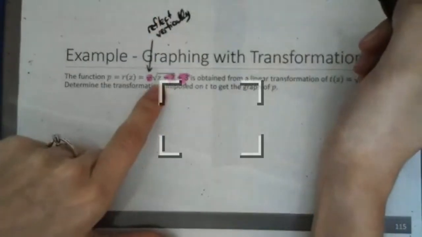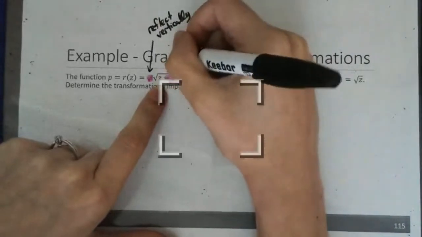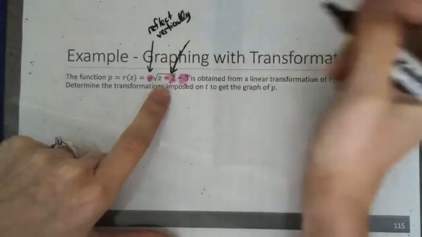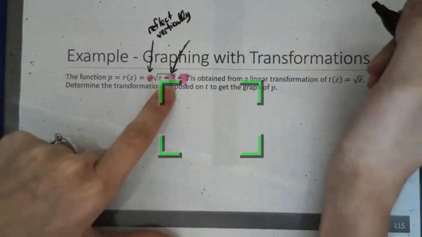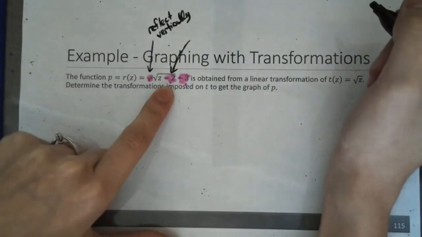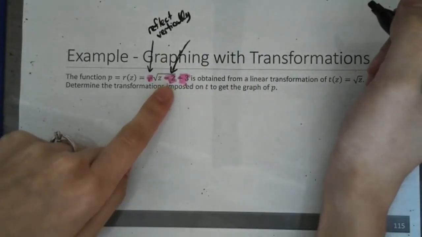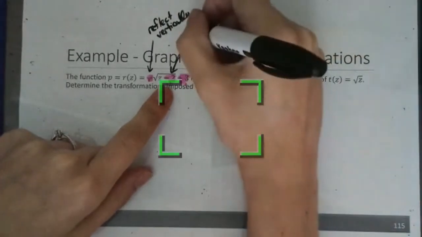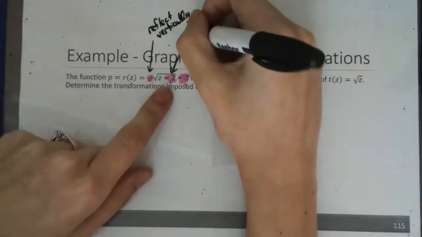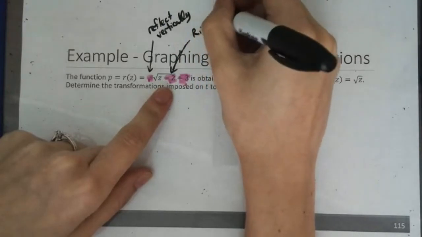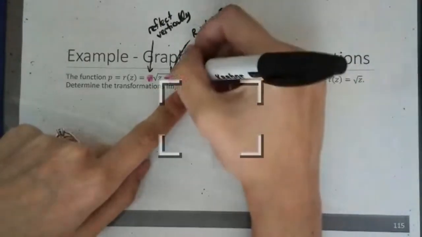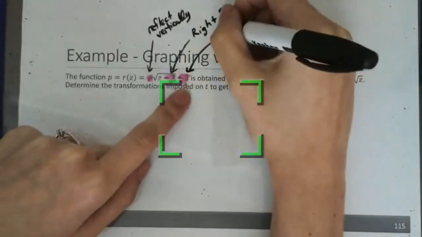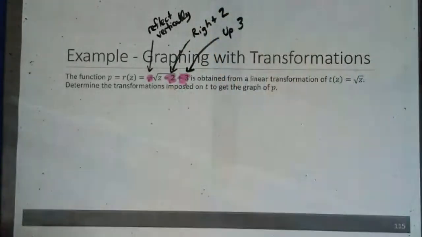This -2 is attached directly to the z, and z is where x normally is. So we're moving in the x direction, so horizontally. If we're moving horizontally, this -2, you would think to the left 2, but it's horizontal, so it's backwards. So this is going to move us to the right 2. And then the plus 3 out back is our vertical movement, which moves us up 3.